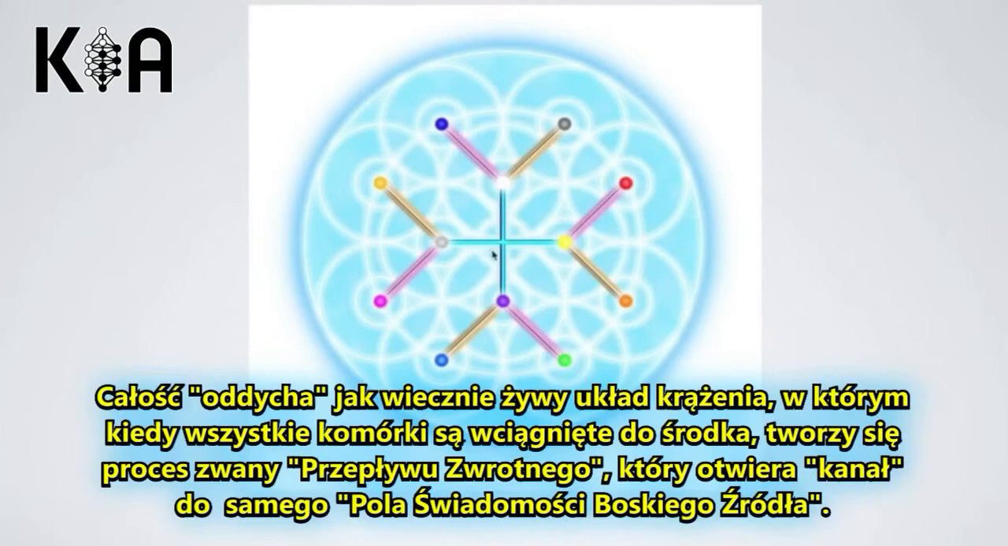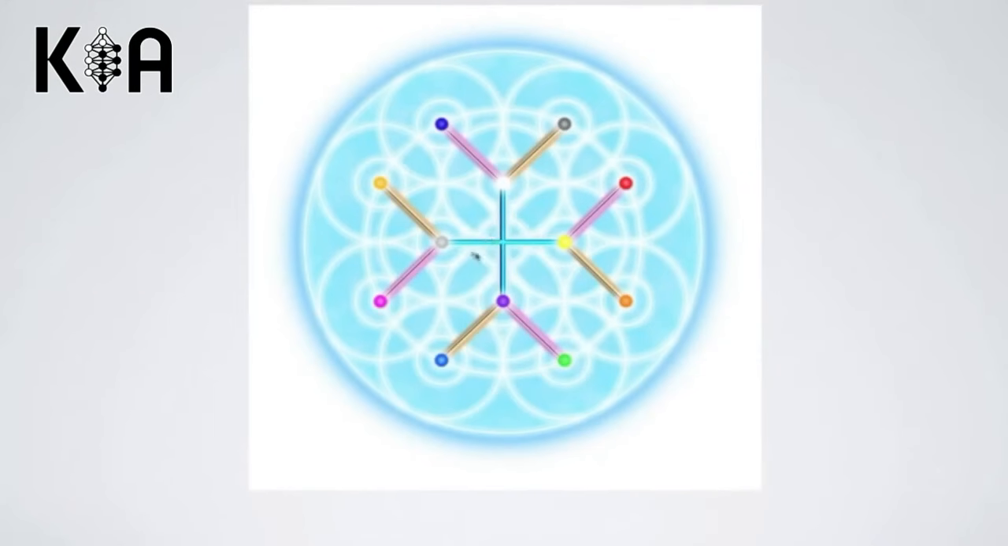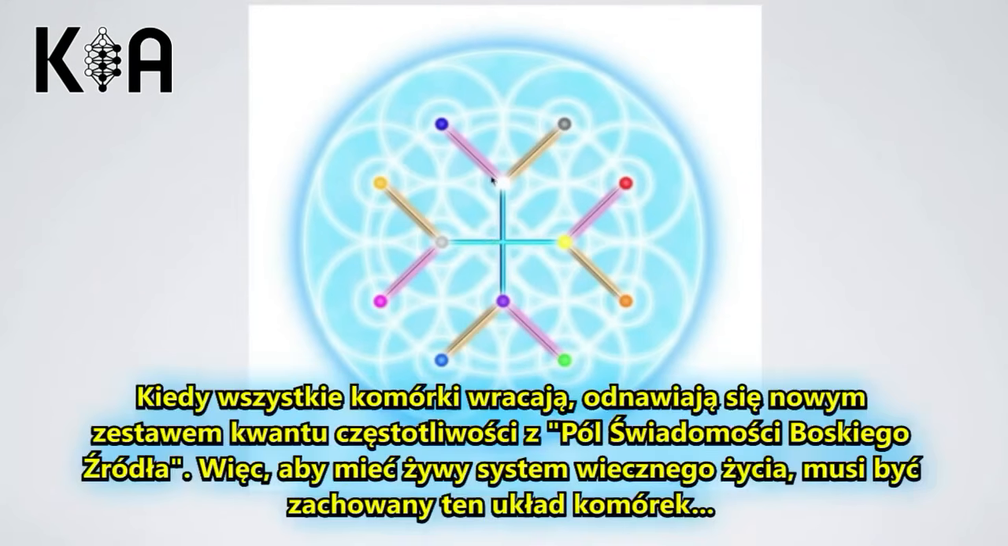Now, the whole thing breathes like a living, eternal life circulatory system, where when all the cells pull together and pull into the center, it creates a process called backflow return, which will open up a conduit, if you like, to God source consciousness field itself. And when all the cells come back out again, they replenish themselves with a brand new set of quantum frequency from God source consciousness field.